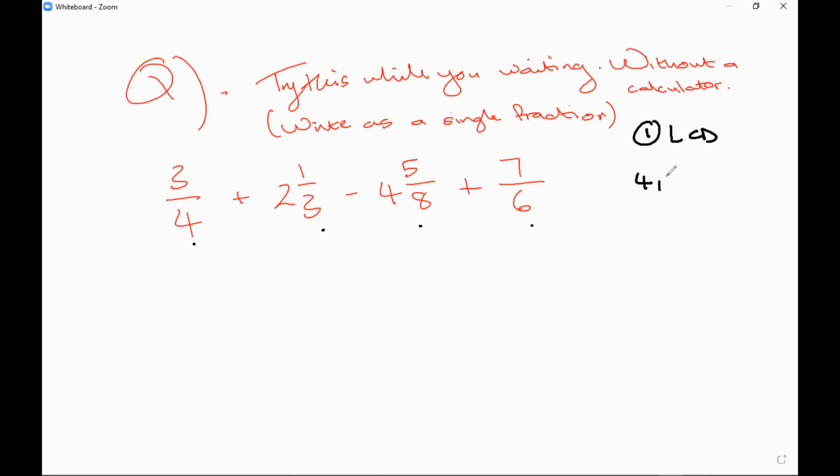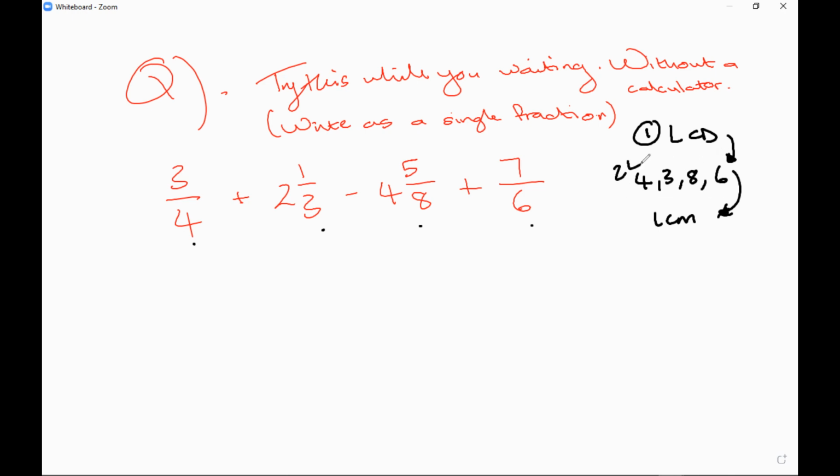So if I've got 4, 3, 8, and 6, I need to find the lowest common denominator of this. That's the same as the lowest common multiple, basically. What number can all of them divide into? So for example, can I divide 8 into all of them? No. 8 can't divide by 3 and 6. What about 16? No. As a multiple of 8.